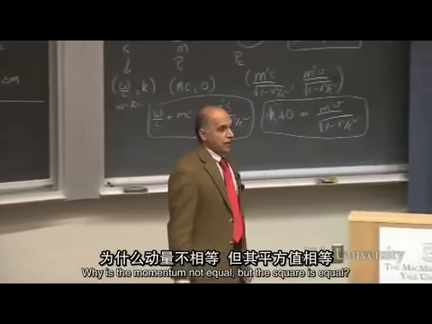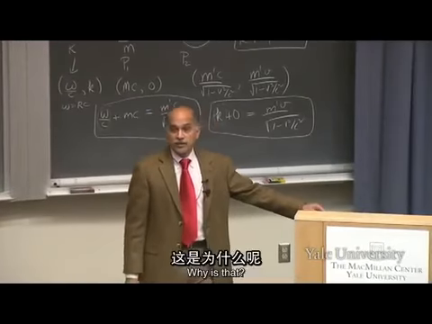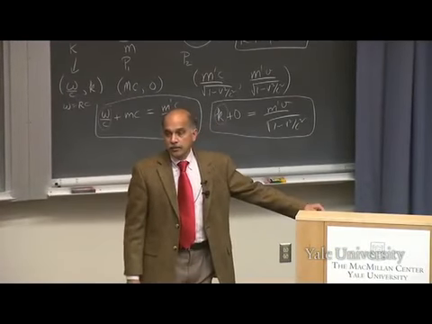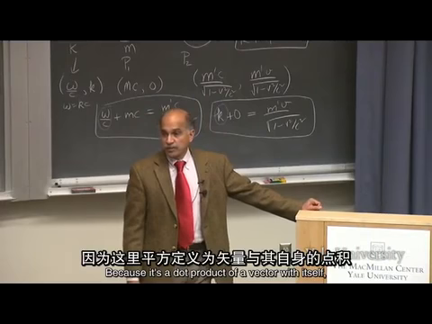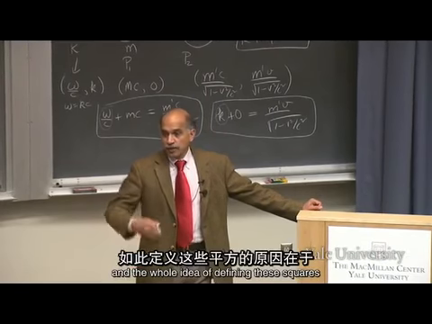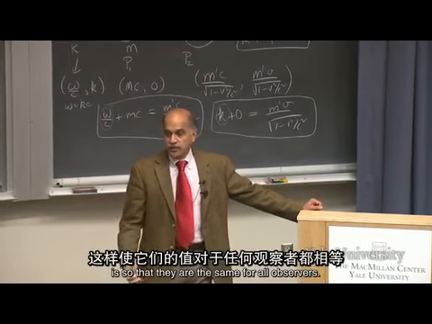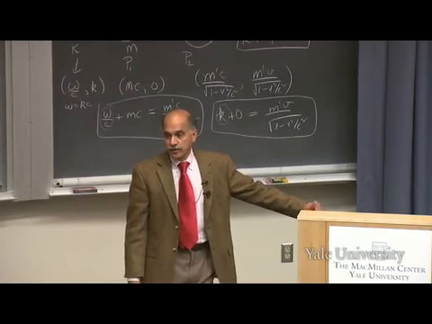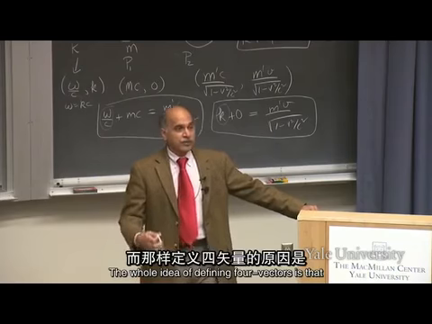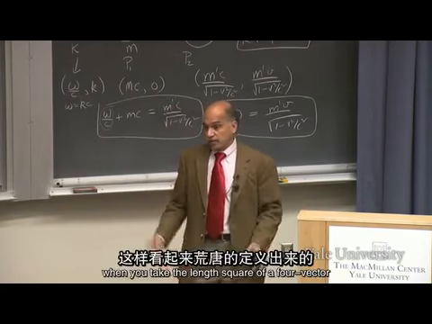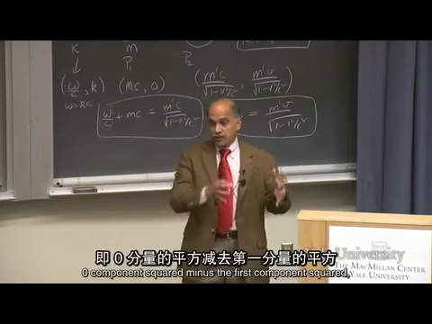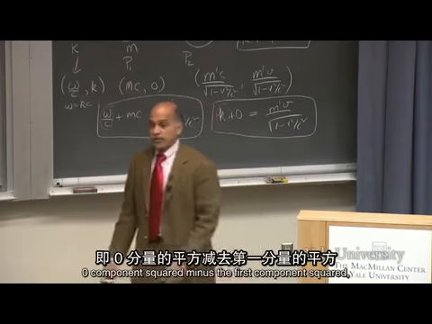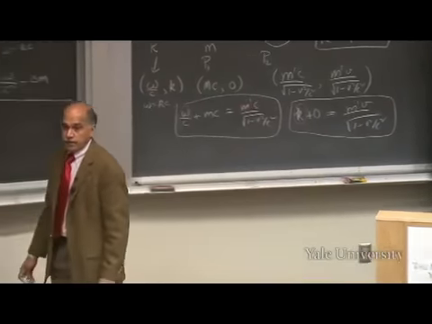Why are the momenta not equal, but the squares equal? Why is that? Because it's a dot product of a vector with itself, and the whole idea of defining these squares is so that they are the same for all observers. The whole idea of defining four-vectors is that when you take the length squared of a four-vector, defined in this crazy way, 0th component squared minus the first component squared, that's the same for all people, right?